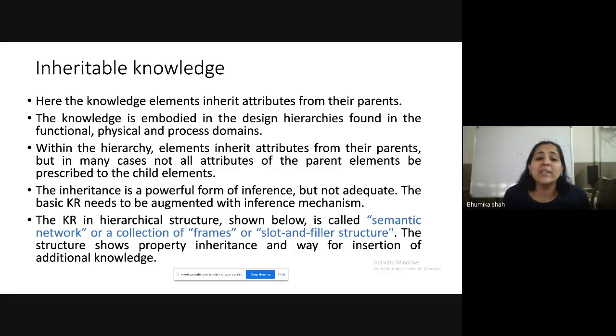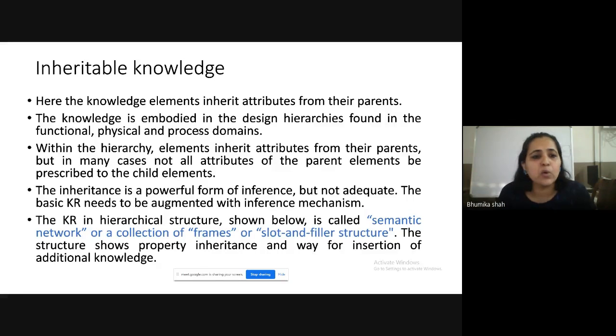Okay. Now inheritance is a very, very powerful form of inference, but it is not adequate. It is not sufficient. Apart from inheritance, you also require something called inference. Because from inheritance, a few properties can be inherited, but when you want new information to be generated out of your structure, KR meaning knowledge representation, when you require that from knowledge representation, what do you require? You require some form of inference also.